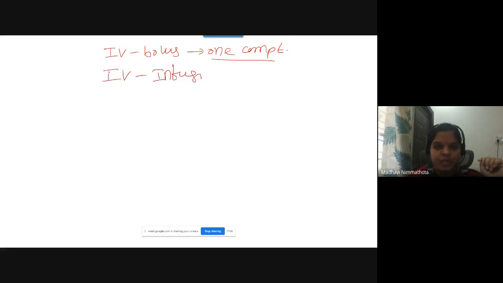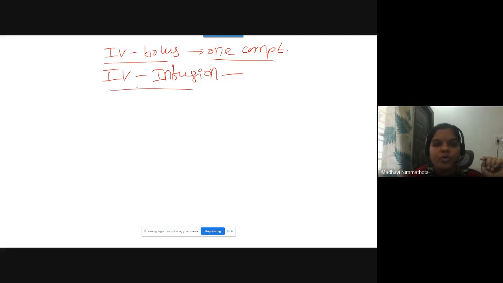In the last class, I discussed the IV bolus of the one compartment open model. The last topic in this one compartment open model is IV infusion, IV infusion by one compartment open model. There is a lot of difference between IV bolus and IV infusion.